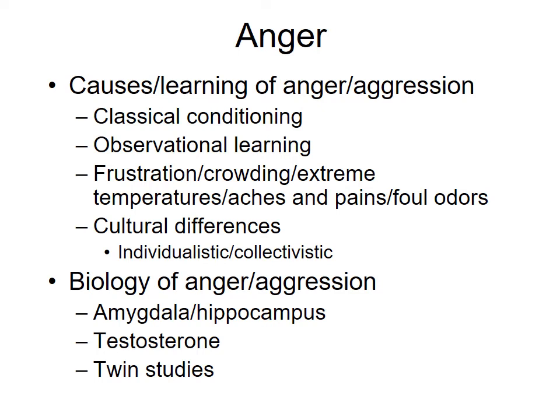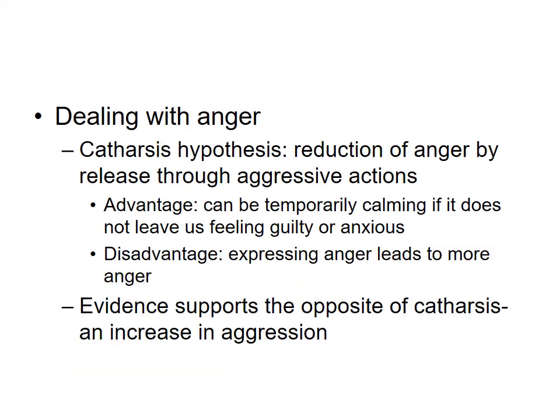Other biological parts of anger and aggression, outside the activation of the amygdala and the hippocampus: testosterone, and having more testosterone makes it more likely that you will be aggressive. That doesn't mean that it is a predisposition to be violent. It just means that you have greater access to that emotion. When looking at twin studies, we also see a biological component, that twins seem to show the same kind of traits. If one seems to be more reactive to anger and aggression, the other one does as well.